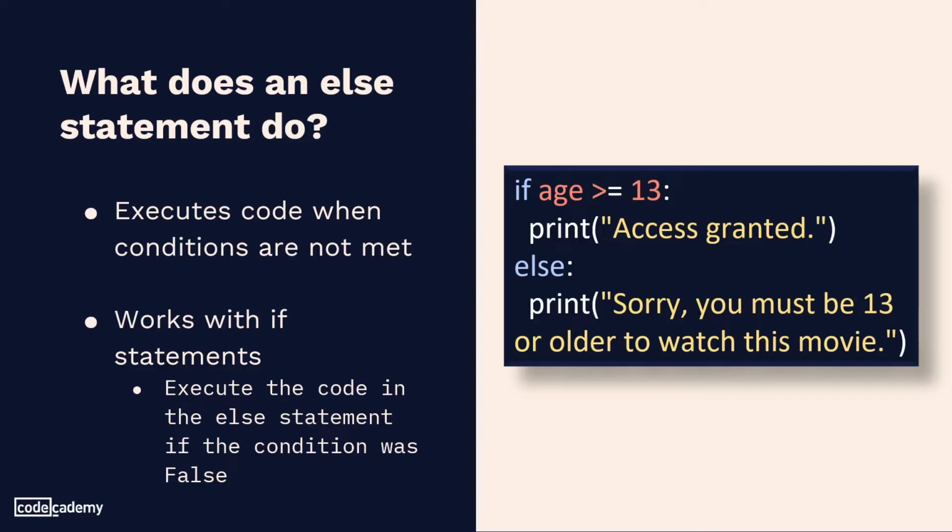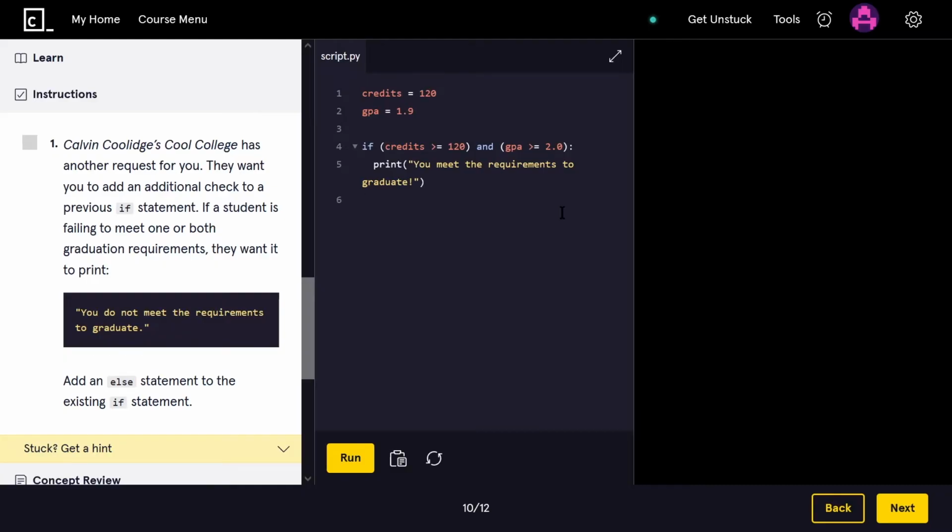Now let's move on to the instructions for this exercise to practice else statements. In this exercise, we are returning to our graduation program. The instructions ask us to add an else statement to the existing if statement. The current if statement covers the condition if a student qualifies for graduation, but if they don't qualify, nothing currently happens since the code is skipped. To fix this, we need to add an else statement below the if statement and print out a message saying, you do not meet the requirements to graduate.